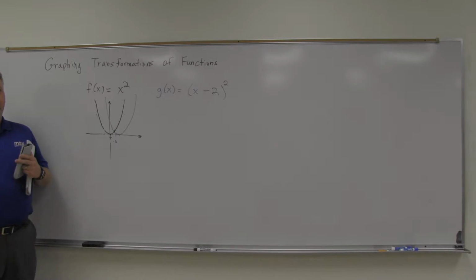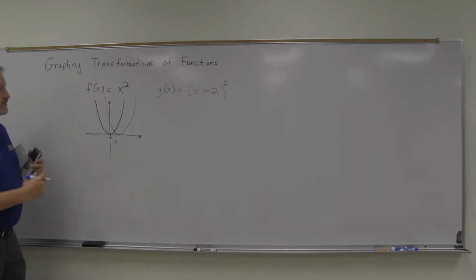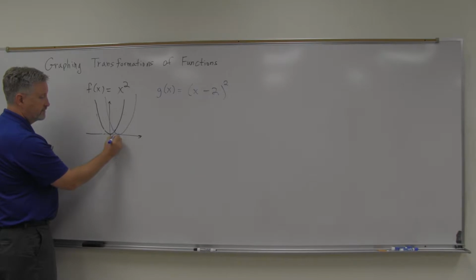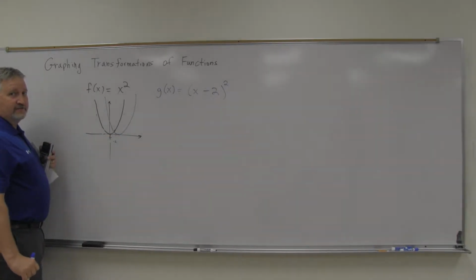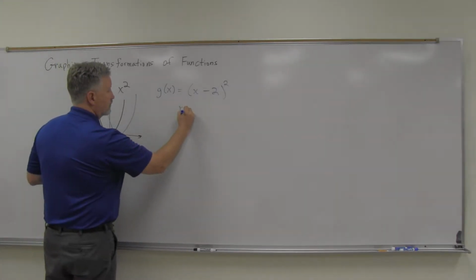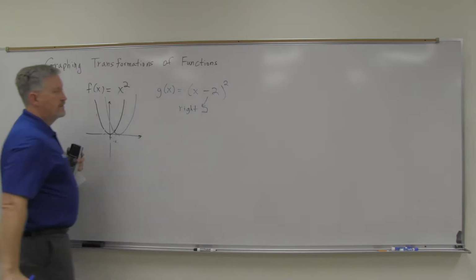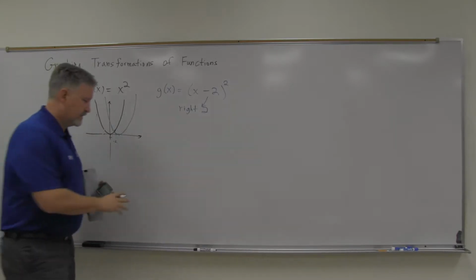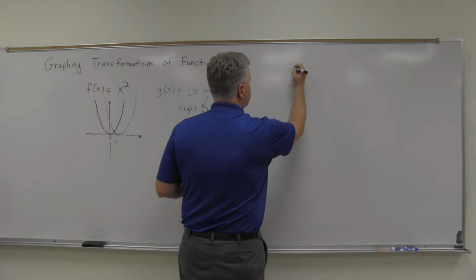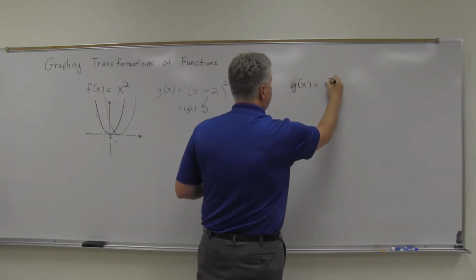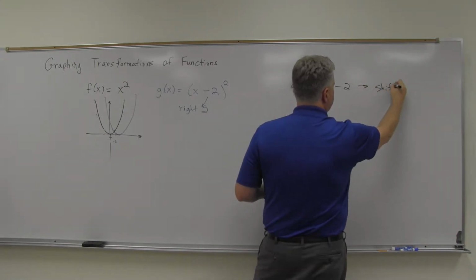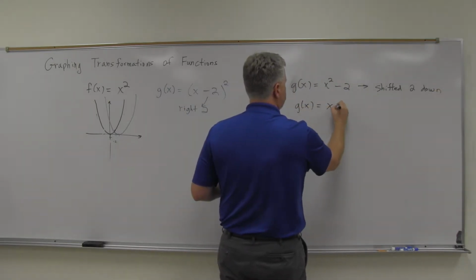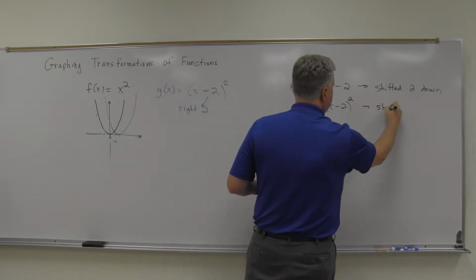So instead of taking the x squared graph and shifting it down 2, now we see what? What's the shift here? It's moved over 2, and more specifically, it's moved to the right 2. So our transformation is that it shifted 2 to the right. So g of x equals x squared minus 2 shifted it 2 units down. G of x equals x minus 2 squared shifted it 2 units to the right.